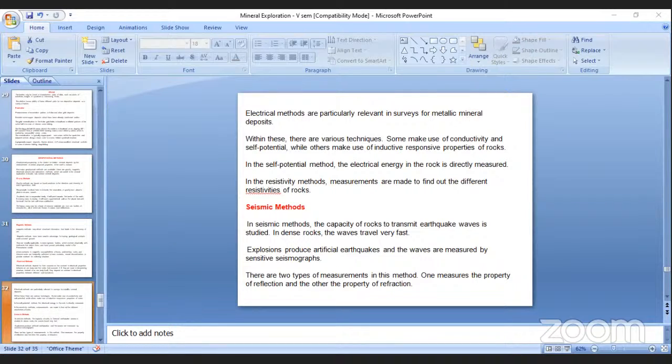We can use the different methods in this section. And resistivity methods are measurements to find out the different resistivity of rocks. In resistivity methods, again there are two types of methods, or we are using two types of instruments. One is the Schlumberger method, and the second one is the Wenner method.